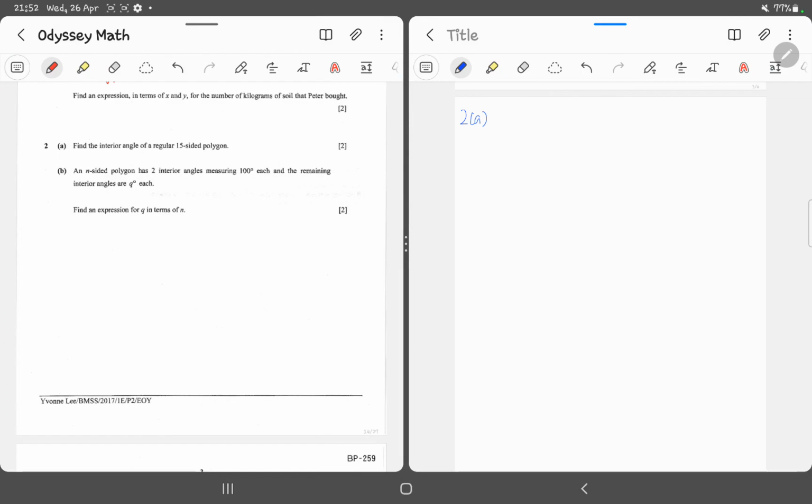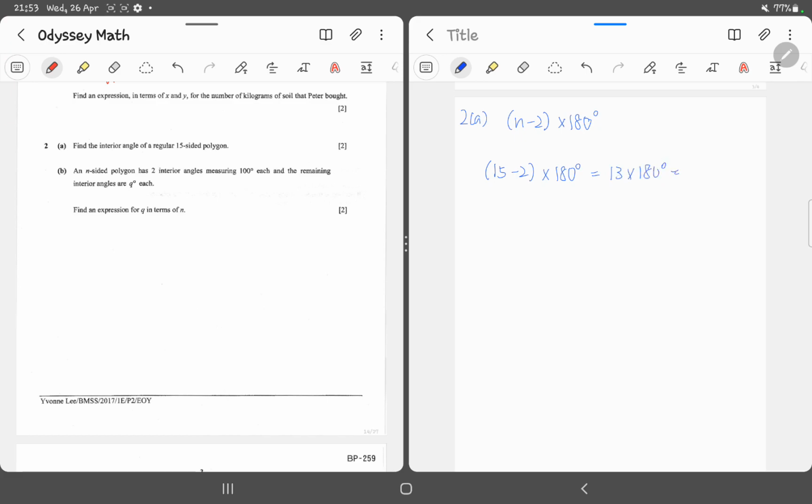Find the interior angle of a regular 15-sided polygon. We know that the total interior angle of an n-sided polygon is (n minus 2) times 180 degrees, correct? In this case, since this is a regular 15-sided polygon, it will be 15 minus 2 times 180 degrees. So the total interior angle will be 13 times 180 degrees.